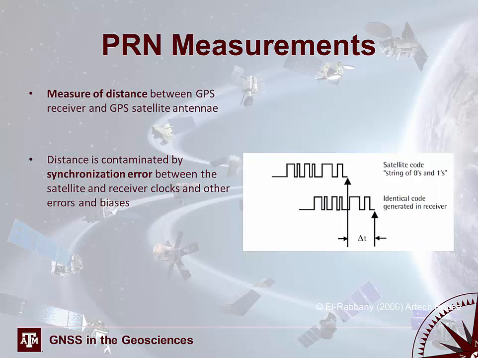So how do we measure our distance from a given satellite? We hinted at this in a previous lecture. We're going to go into it a little bit more now. PRN measurements are a measure of distance between the GPS receiver and GPS satellite antenna. Remember that the satellite transmits a PRN code that matches one stored by the receiver. Based on the alignment of that code, you can calculate the time difference and ultimately the distance from that satellite. But that distance is contaminated by some synchronization error. Now that synchronization error is caused by many different reasons, but it occurs between the satellite and the receiver clocks, and it also has other errors and biases as well.